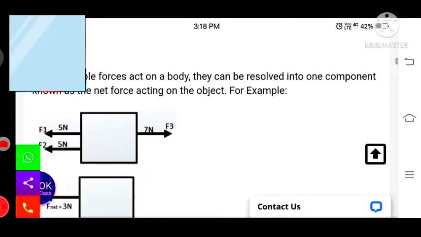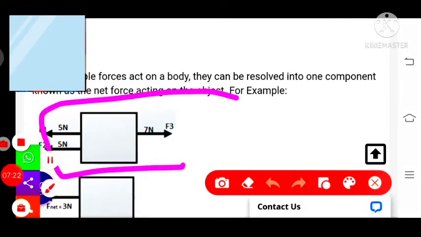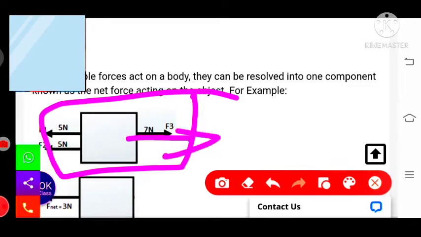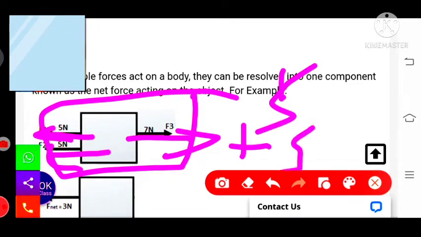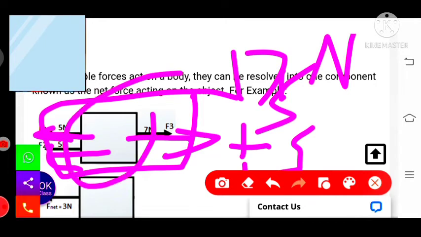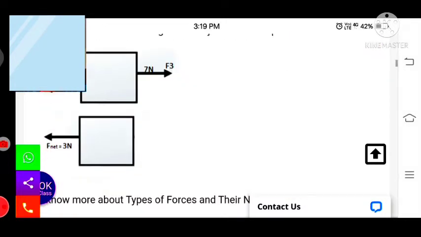Net force means the addition of all the forces which are applied on an object. Like in this direction, 7 newton of force is applied, in this direction 5 newton, and again 5 newton. So the net force applied is 5 plus 5 plus 7 newton, so the net force is 17 newton on this object or this box. The 17 newton of force is applied.